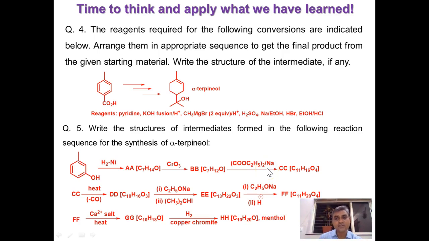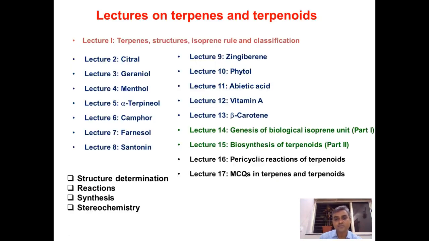So in this way, we have learned the chemistry of alpha terpineol. In the next lecture, we'll discuss the chemistry of the camphor molecule, and subsequently we'll cover the structural elucidation of the remaining dozens of terpenoid molecules.